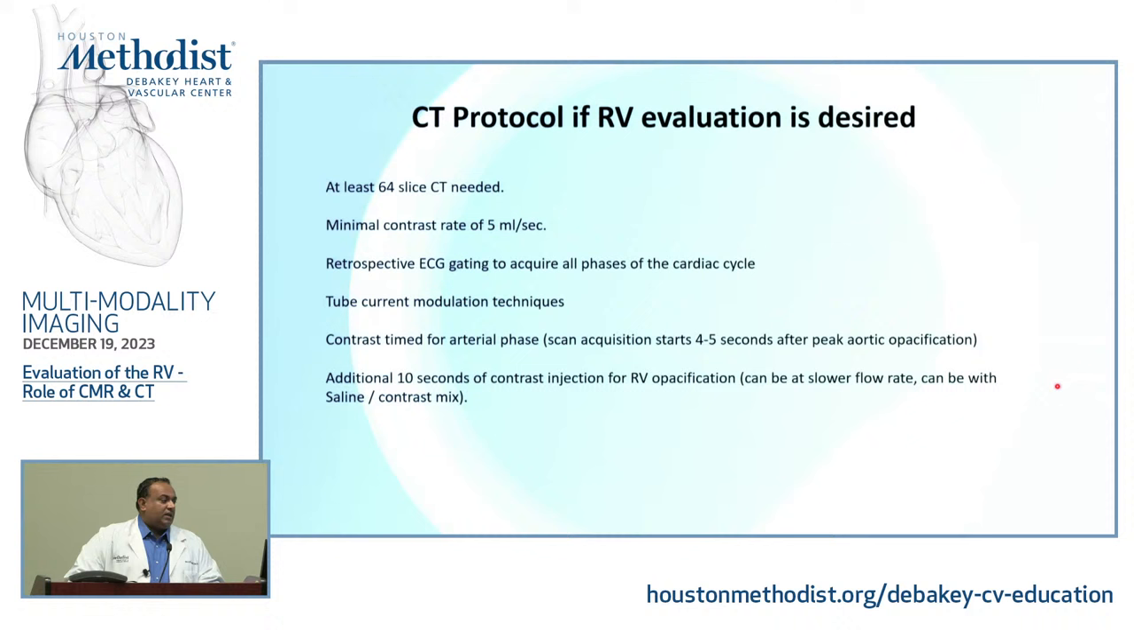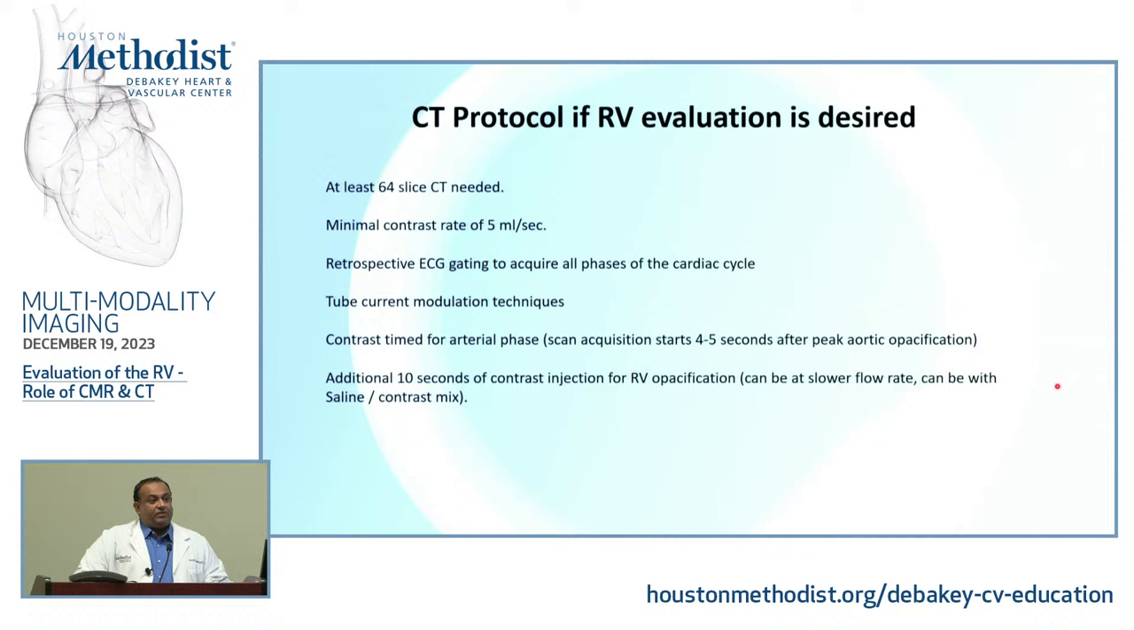Retrospective EKG gating is required to acquire all phases of the cardiac cycle, hence the increased radiation dose. A lot of scanners have tube modulation techniques that drop your milliamps during the systolic phases to reduce the radiation dose, but still give you images that are diagnostic enough to draw your LV and RV contours in the systolic phases.